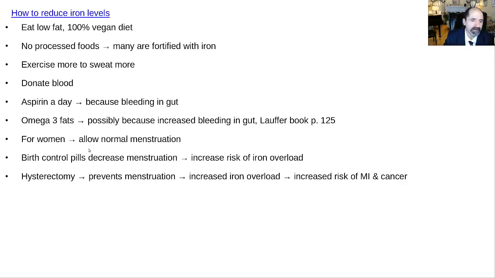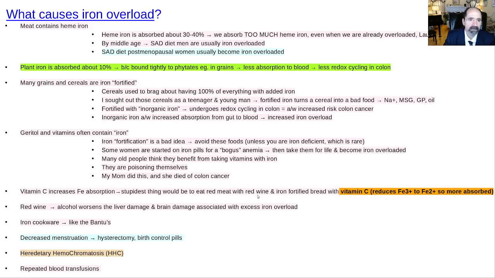For women, allow normal menstruation. So if a woman's taking birth control pills for years on end, she's menstruating less, if at all, and she's going to be at an increased risk of iron accumulation. Iron accumulation is associated with increased risk of heart attack and increased risk of cancer. So you don't want to be doing that forever. Hysterectomy prevents menstruation, increasing iron load, okay? So it's not good for your health.